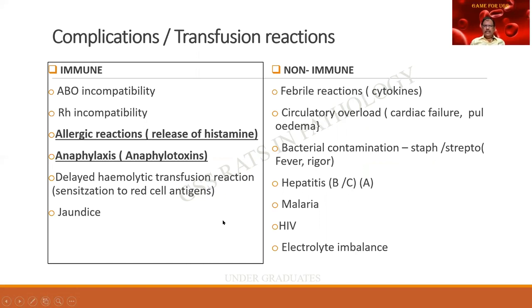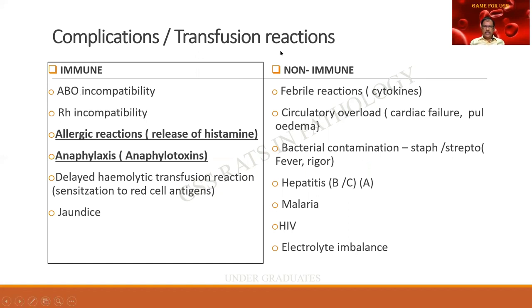What are the complications of transfusion reactions? This is a repeatedly asked question. To my knowledge, it has been asked about 600 to 700 times in the various universities, and students find difficulty in answering it. As I always say, when in doubt, divide.